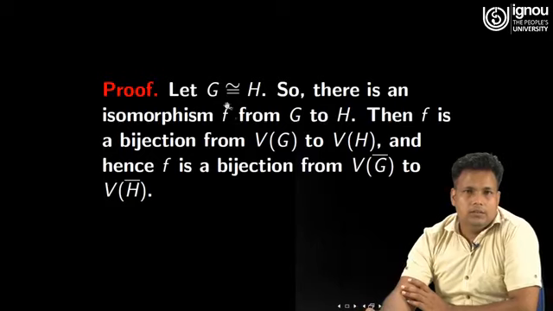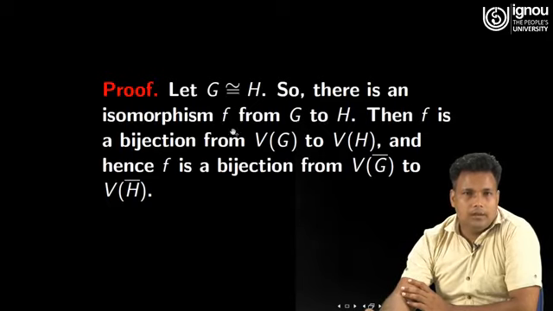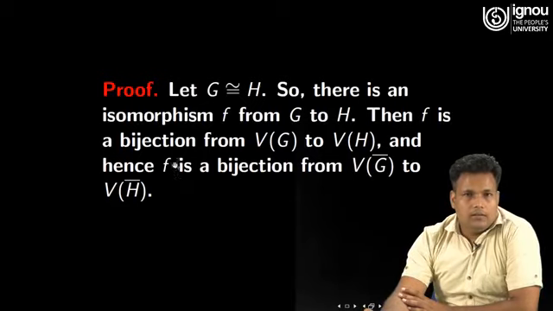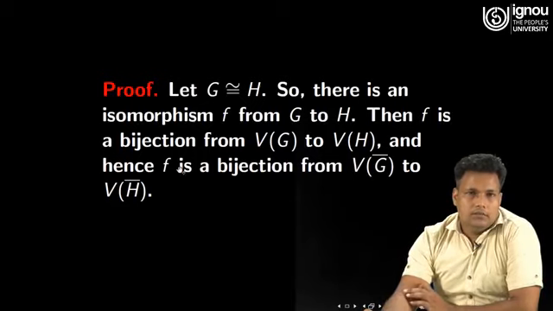So let G be isomorphic to H. So there is an isomorphism F from G to H. Then F is a bijection from V(G) to V(H), right? And hence F is a bijection from V(G bar) to V(H bar), because V(G bar) is nothing but V(G) and V(H bar) is nothing but V(H). So now it remains to show that F is an isomorphism from G bar to H bar.